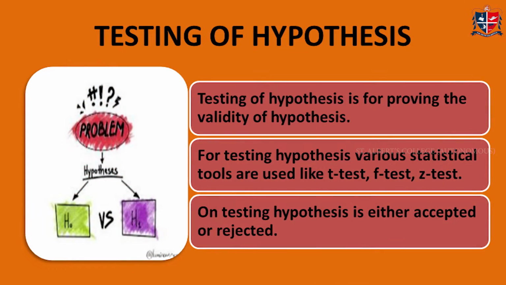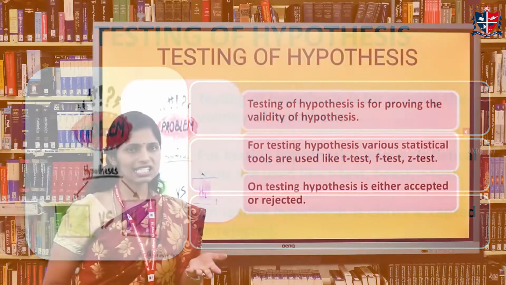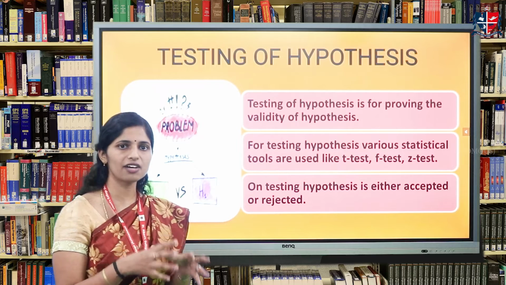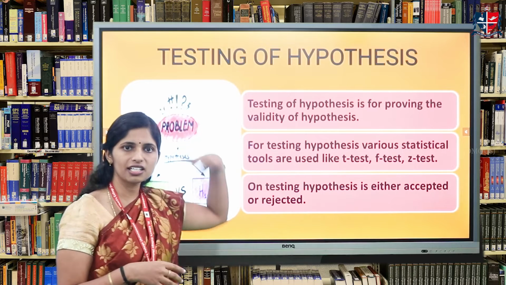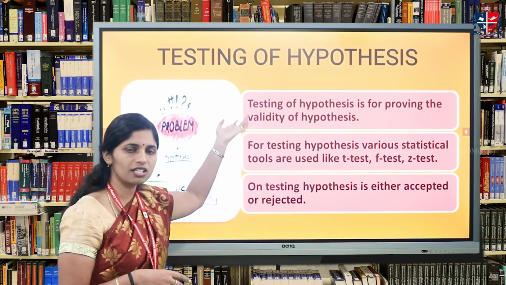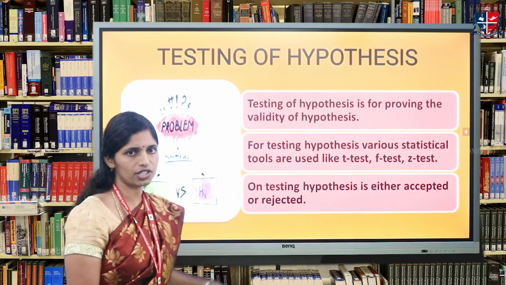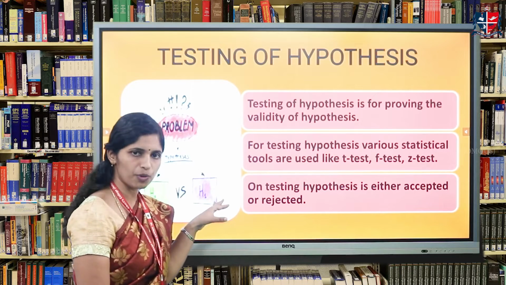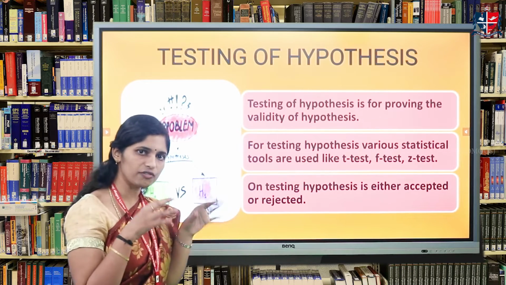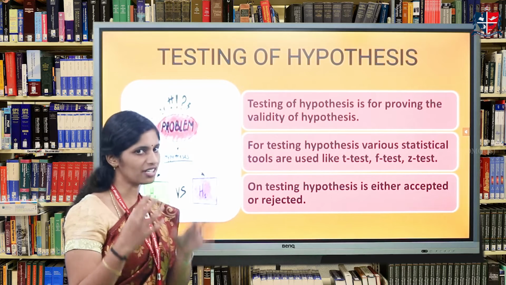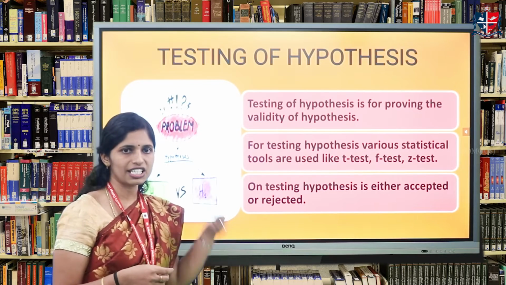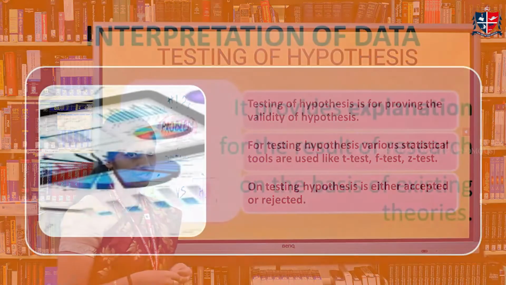Next is testing of hypothesis. After we analyze the data, the next step is we test the hypothesis which we have framed or formulated in the previous step, in the first starting stage of the research process. So we test the hypothesis to find out whether we have to accept the hypothesis or reject it. We test it with various tools like F-test, T-test, Z-test, etc.